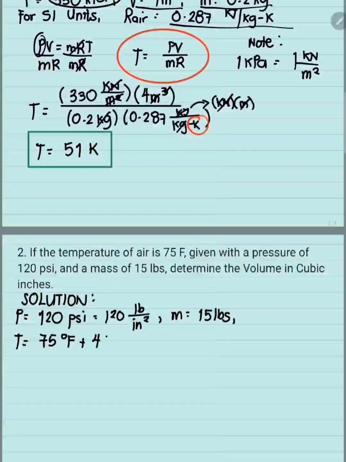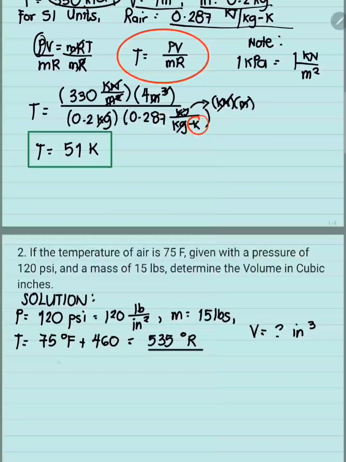Let's make it absolute. So it will become 535 degrees Rankine. So 75 Fahrenheit is just equal to 535 degrees Rankine. So the temperature must be in absolute. And we are asked to find the volume in cubic inches.